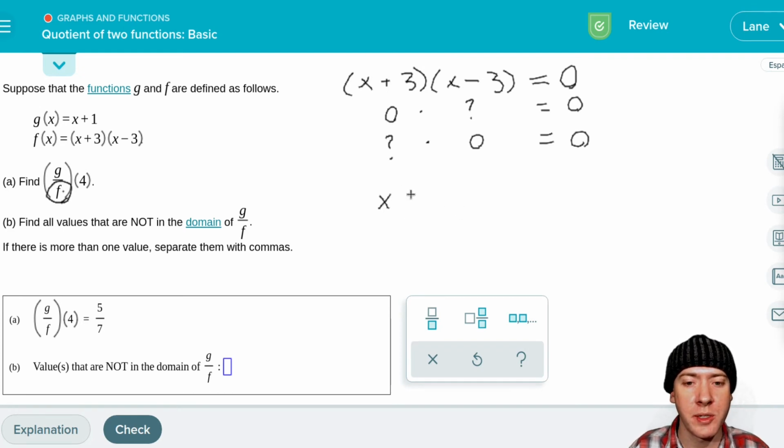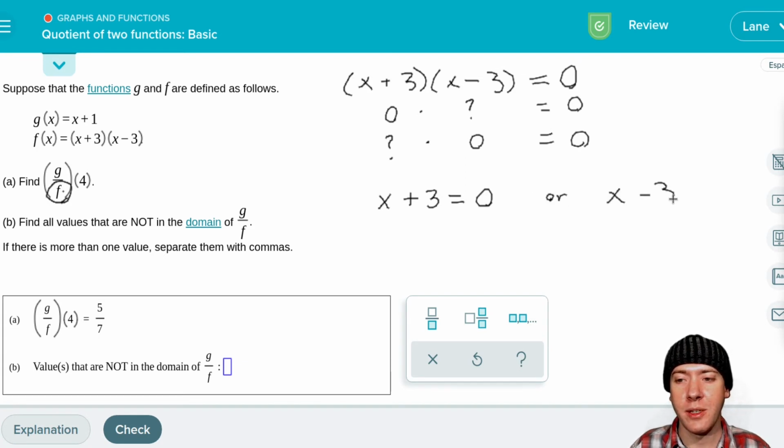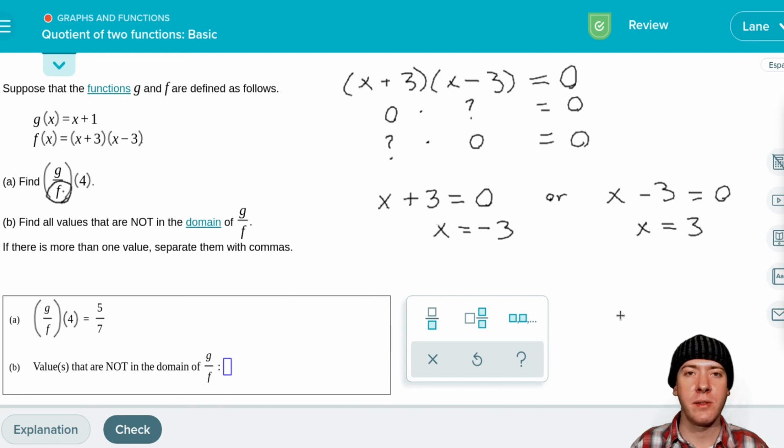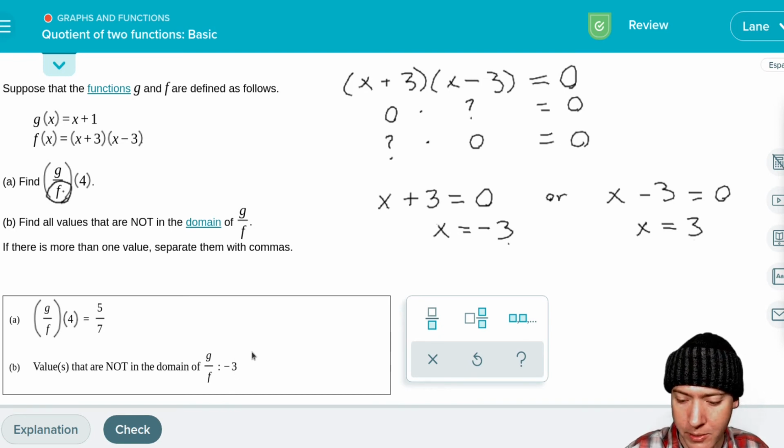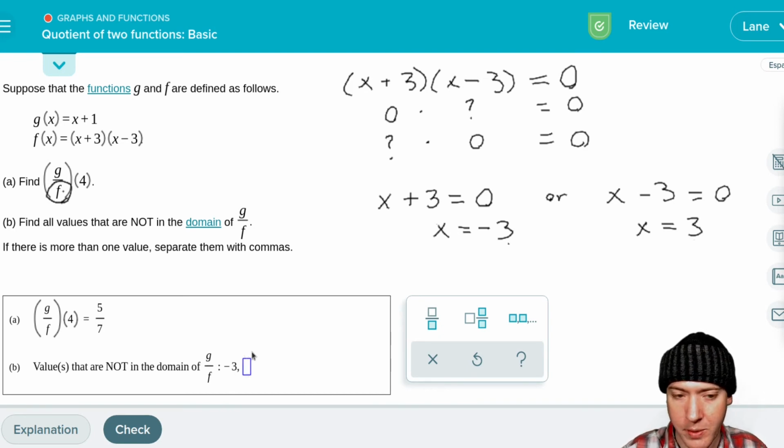So this is how we would express that. x plus 3 equals 0, or x minus 3 equals 0, right? We can solve both of these for x very easily. This one's going to be x equals -3, and this one is going to be x equals +3. If either of those were the x values, then our denominator here would be 0. So those are the values that are not in the domain. Let's go ahead and plug those in. -3 and, or comma, +3.